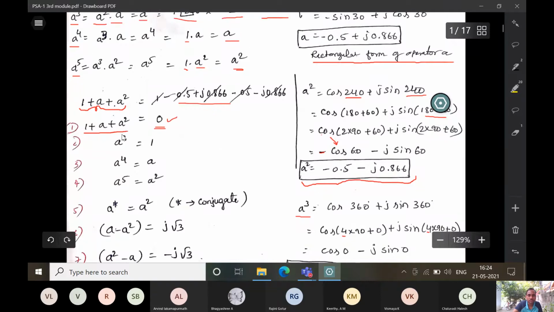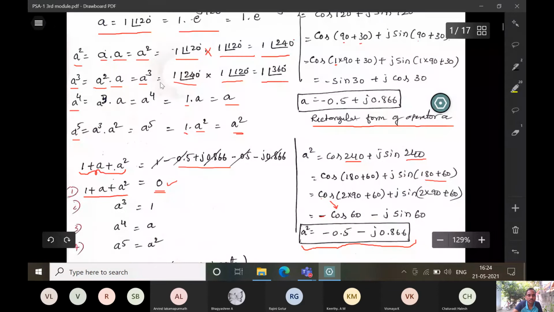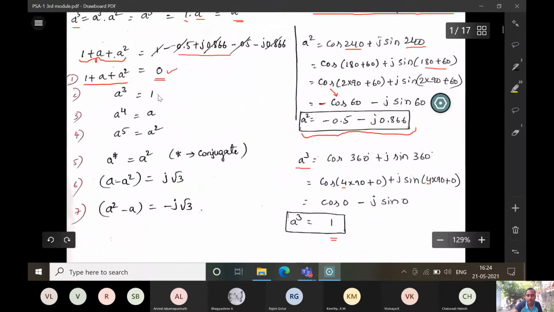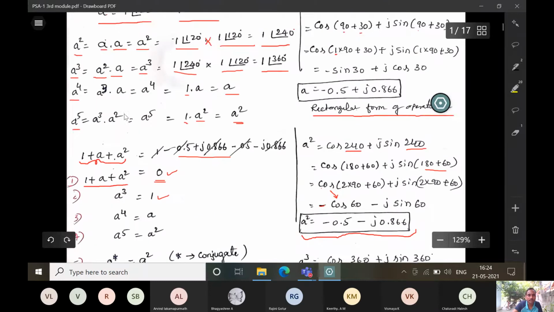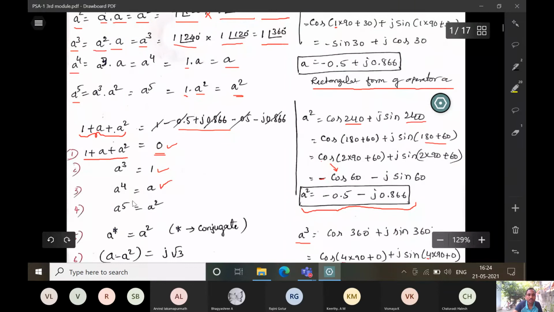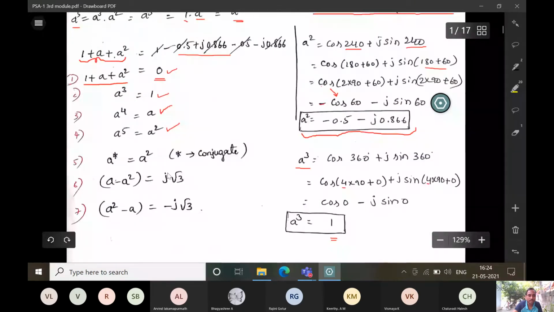And similarly, a cube we have done. What is a cube? A cube is equal to 1. Similarly, a to the power of 4 is equal to a, a to the power of 5 is equal to a square, and a conjugate is also equal to a square. And a minus a square is written as j root 3, and a square minus a is written as minus j root 3. These terms are useful while doing the problems, right?